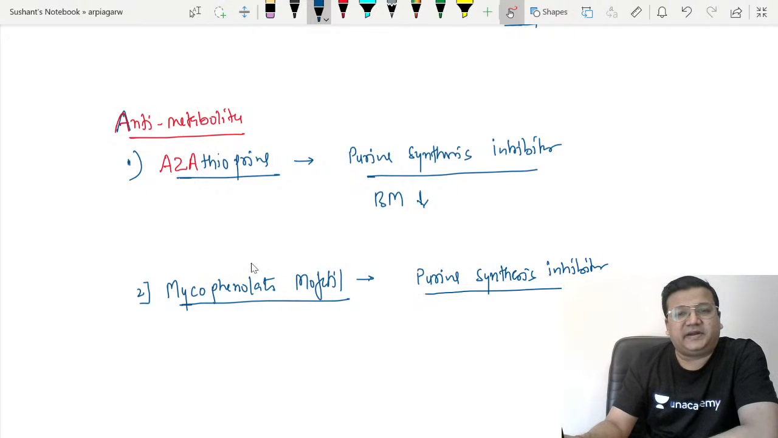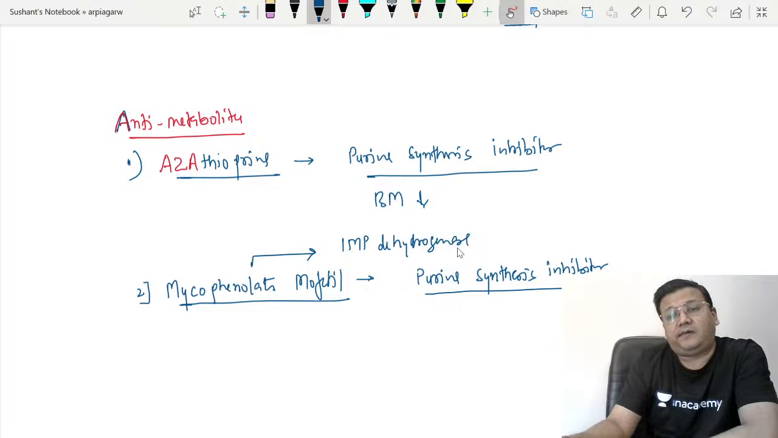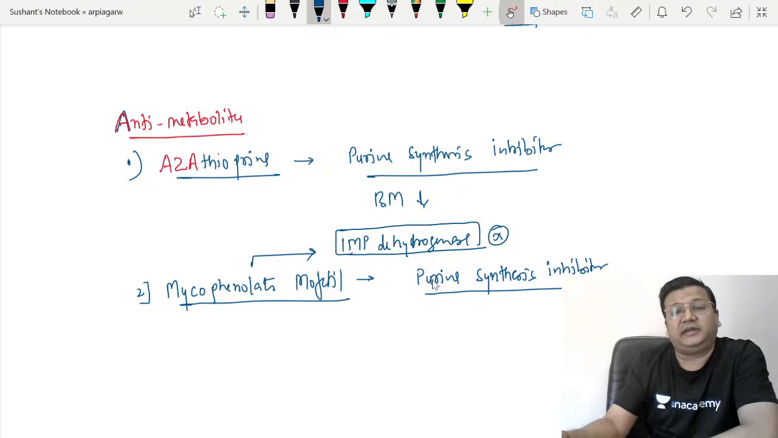Its mechanism is pretty different from azathioprine. It inhibits an enzyme known as IMP, inosine monophosphate dehydrogenase. IMP dehydrogenase inhibitor, that is the enzyme that it will inhibit, and by inhibiting it will inhibit the purine synthesis.